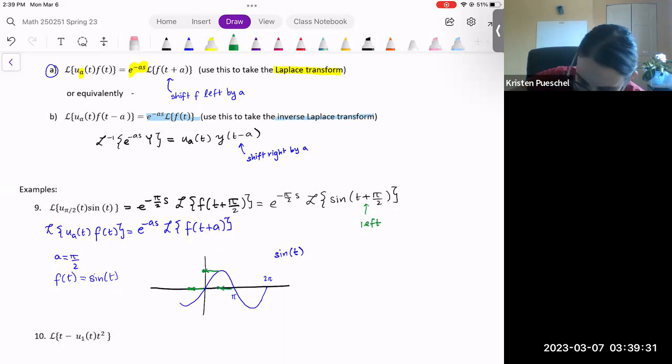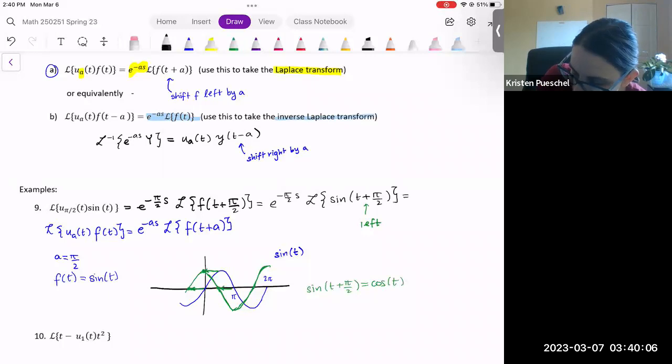Okay. And so the function whose graph we produce then, this is actually the cosine graph. Okay, so we see that at time 0, it's equal to 1. And so this guy is just cosine of t. So sine of t plus pi over 2 equals cosine of t.